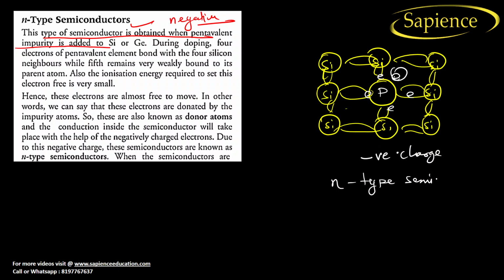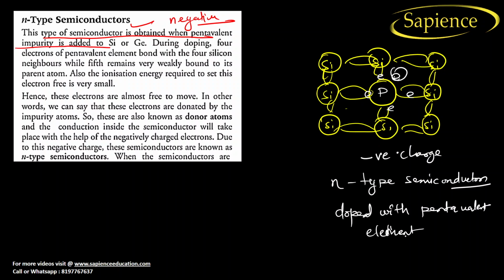N type extrinsic semiconductor, right? And it is doped with a pentavalent element. So whenever there is doping with a pentavalent element, you can consider it N type.